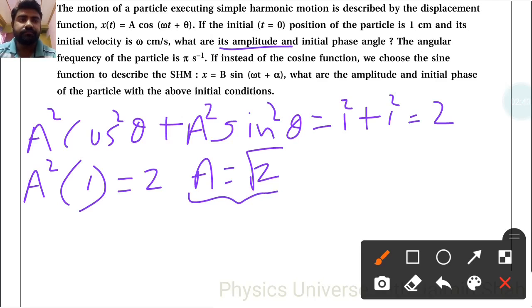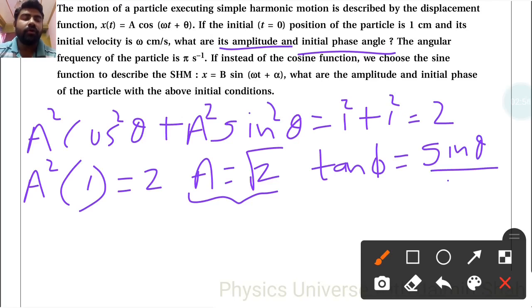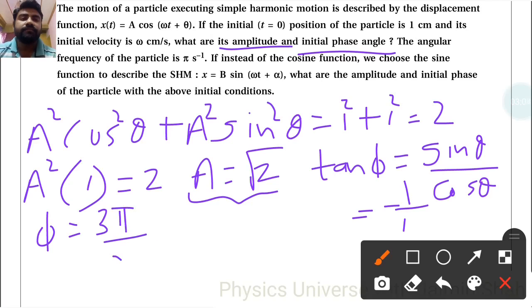Now the initial phase angle. So tan φ is equal to, that formula is sin θ upon cos θ, right? The value is minus 1 upon 1, so φ is 3π by 4, then 7π by 4, and so on. So that is our initial phase angle.